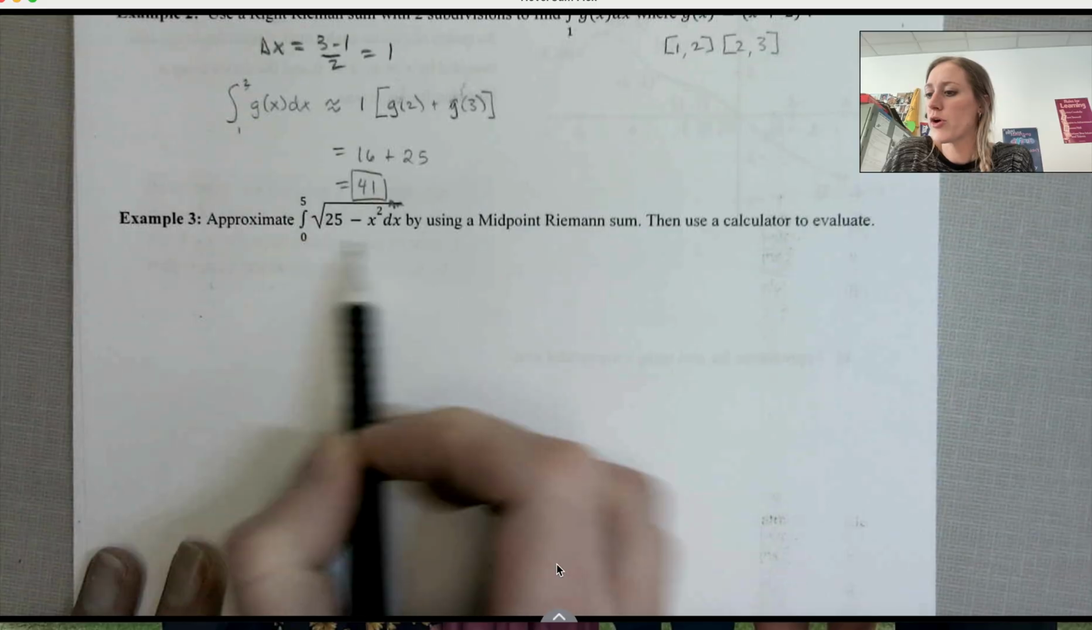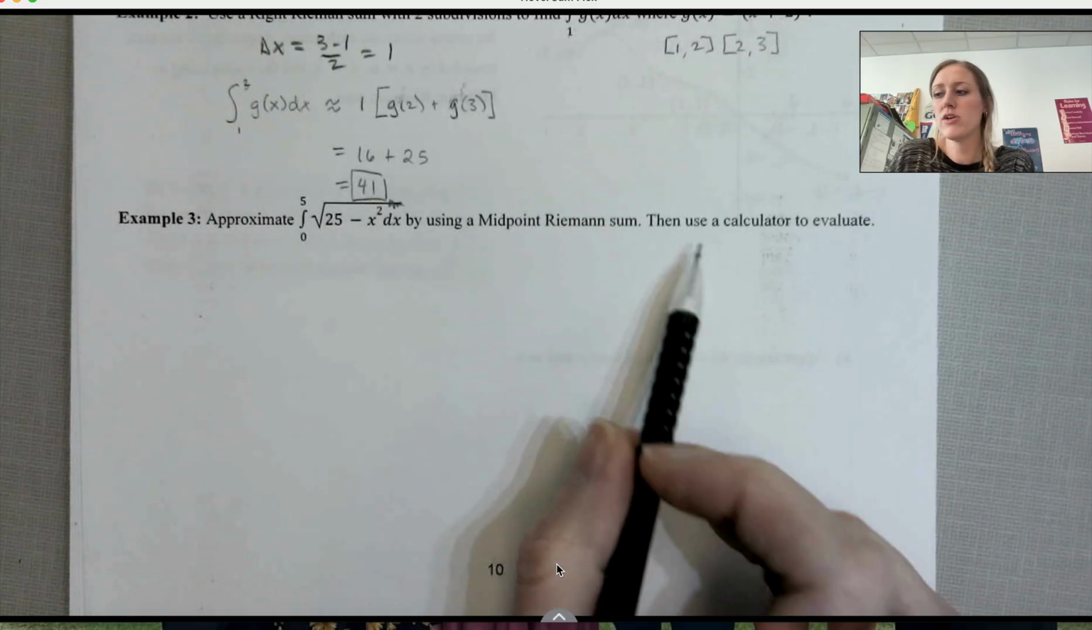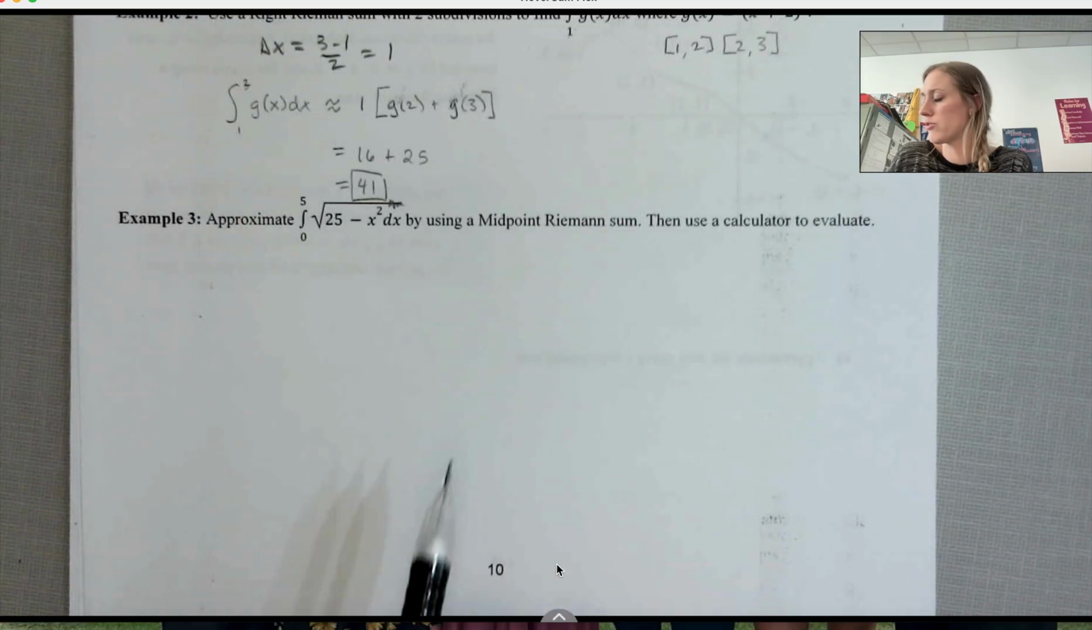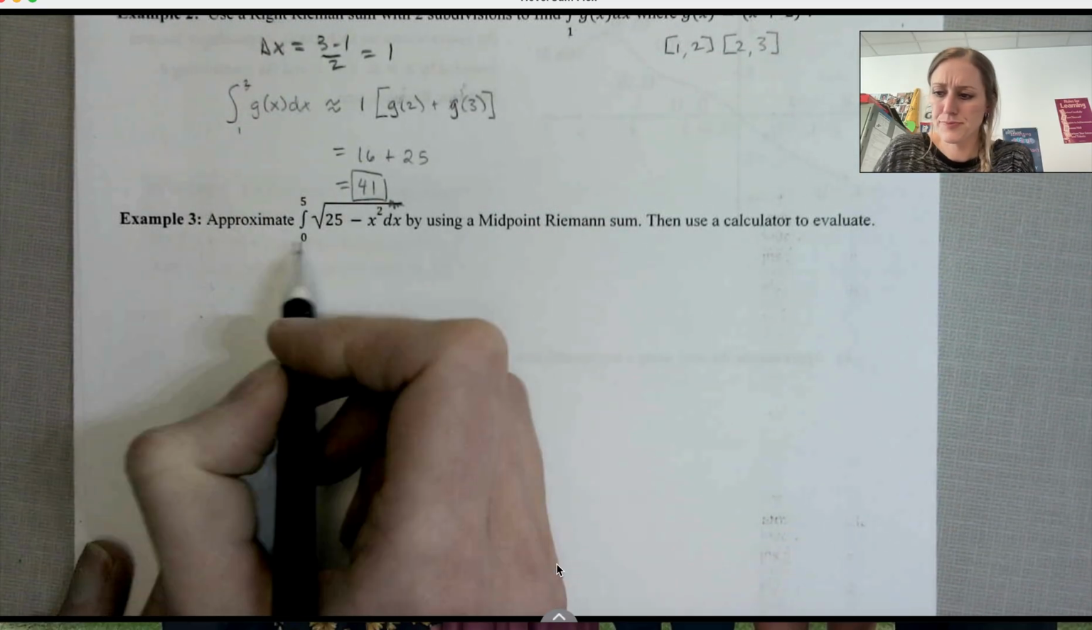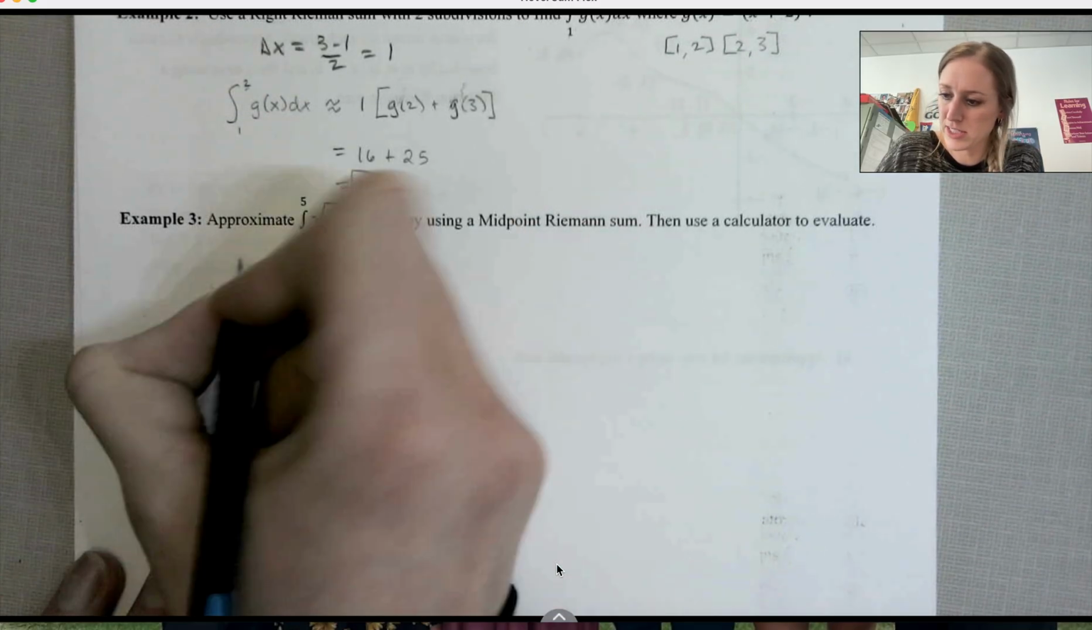Okay, so we're approximating this integral using a midpoint Riemann sum, and then we're going to use a calculator to evaluate. And I'm going to show you how to do that here. Okay, so approximate using a midpoint. Oh, and sorry, they're missing one piece of information.